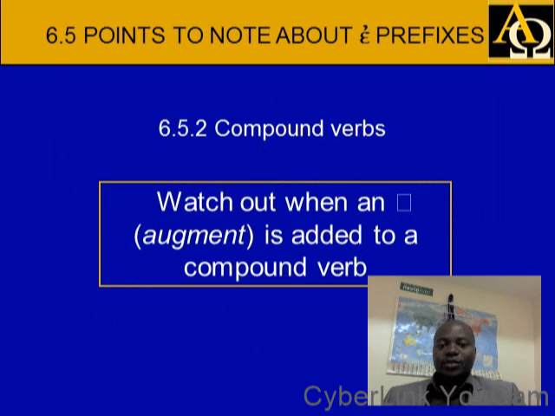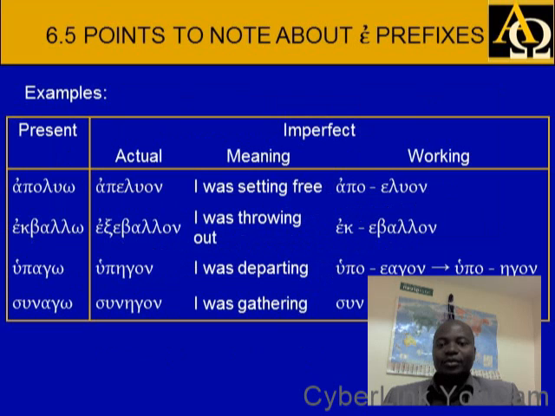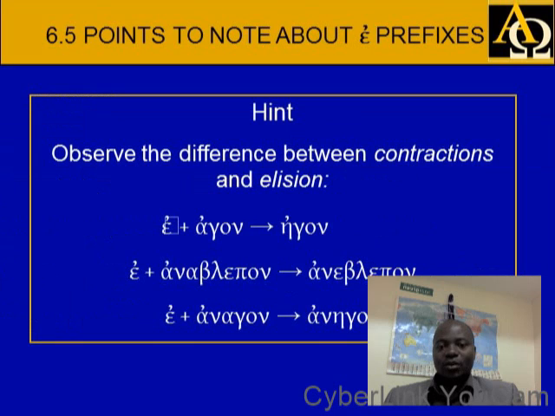So compound verbs. Watch out for compound verbs as well. Apoluo becomes apeluon in the imperfect. Ekbalo becomes exebalon. Upago becomes upegon, and you can see the formula for how we get there. Sunago becomes sunegon in the imperfect. So the lengthening of the prefixes is happening in these words. Contractions and elisions: ago becomes egon. Anablepo becomes aneblepon. Anago becomes anegon.